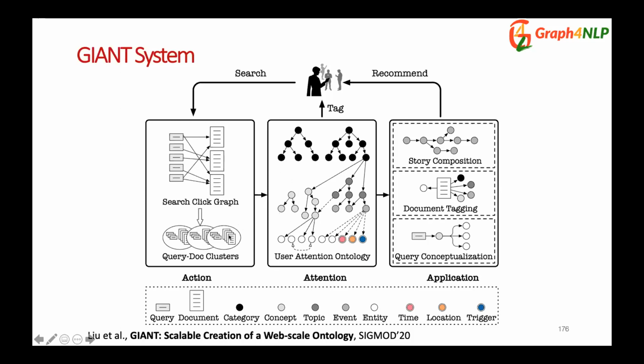After we extract these phrases, we can organize them in a hierarchical manner by some heuristic or statistical approaches. In this way, we will have this user attention ontology, and it can be applied to tag the user's interest, perform story composition, or perform document tagging. Basically, we tag phrases to a document to indicate its major content. Or we can perform query conceptualization. So if a query is talking about some entity, we may infer the higher-level concepts which this user may be interested in.